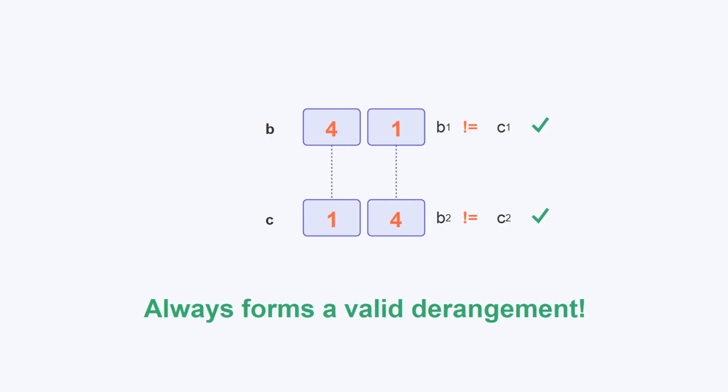2. Is B sub 1 not equal to C sub 1? That is, a sub i not equal to a sub j. Yes, they must be different because a sub i is greater than a sub j. 3. Is B sub 2 not equal to C sub 2? That is, a sub j not equal to a sub i. Yes, again, they are different. Therefore, any pair of elements a sub i, a sub j that forms an inversion, when extracted from the original array, always forms a valid derangement.